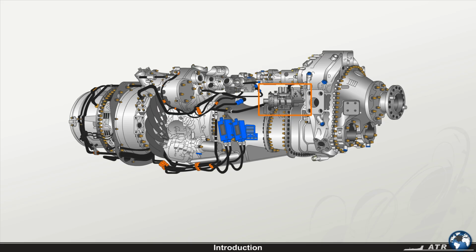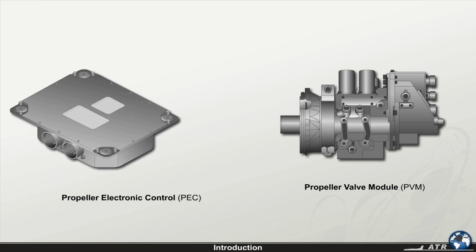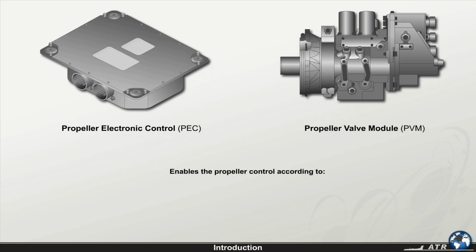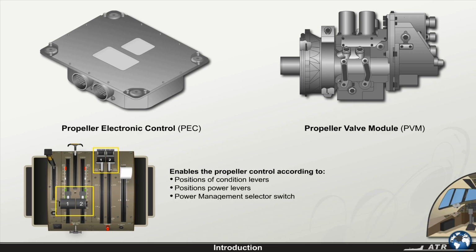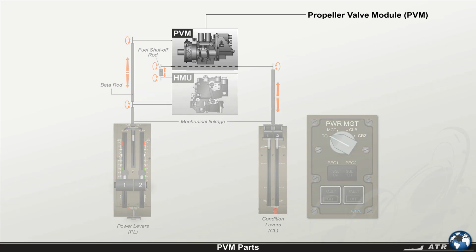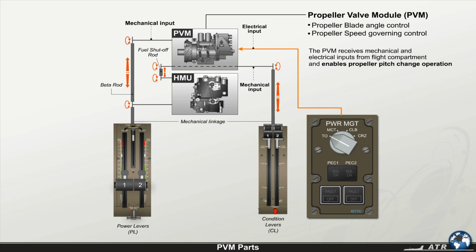Mounted on the propeller gearbox, the propeller valve module, PVM, and the propeller electronic control, PEC, enable the propeller control according to the positions of both condition and power levers and the power management selector switch. The propeller valve module, PVM, is the main component of the blade angle and speed governing controls. The PVM receives mechanical and electrical inputs from the flight compartment and enables propeller pitch change operation.